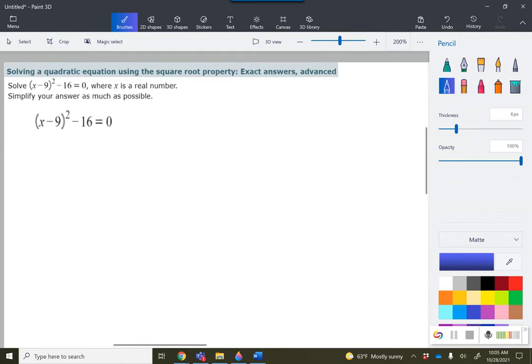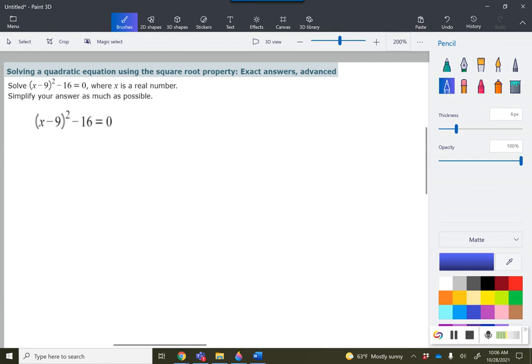So here we're going to solve a quadratic equation using the square root property. The first thing we want to do is identify what's being squared, and that's the entire set of parentheses. So before I can actually get rid of that square, I've got to isolate that set of parentheses. And I've got to be very careful as I do to make sure I'm not screwing anything up in the process.